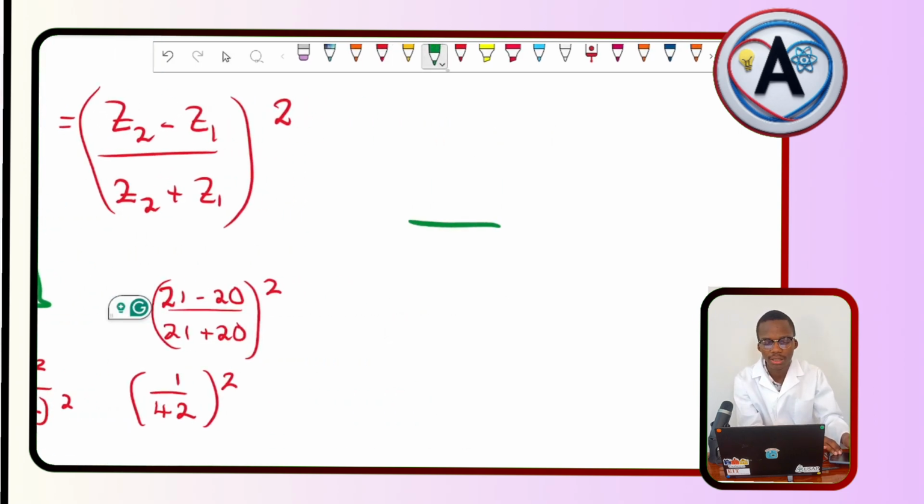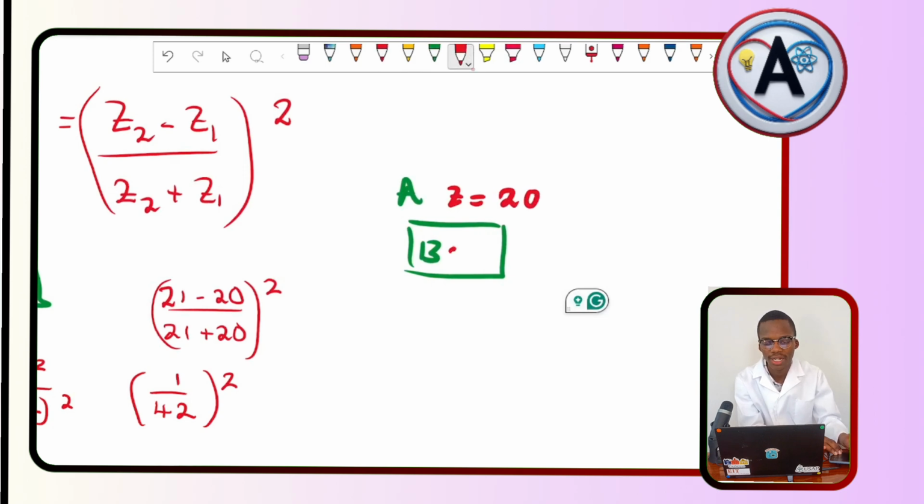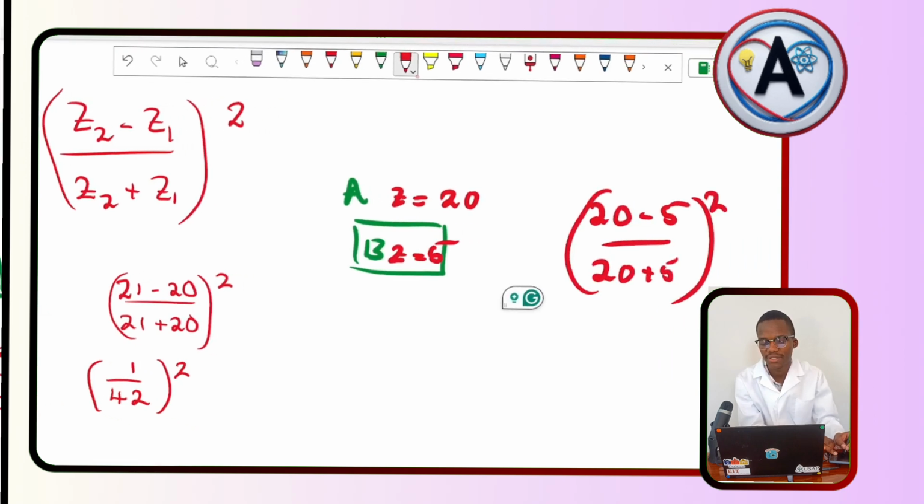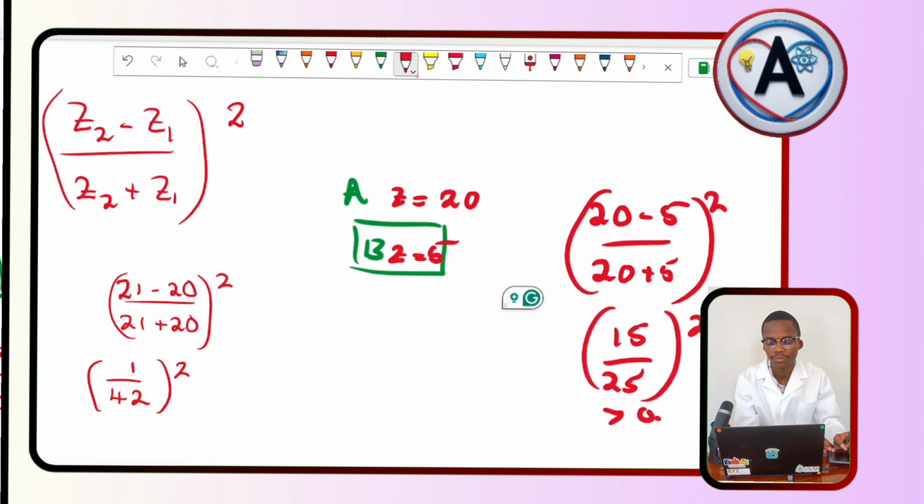If I say I have, again, medium A and medium B, then for this one the value of Z is, give or take, 20, and for this one the value of Z is, give or take, 5. You're going to go on top and say 20 minus 5 divided by 20 plus 5, all of that squared. 20 minus 5 is 15, 20 plus 5 is 25. You get more than 0.5 actually. So that implies more than half of the wave will be reflected, and that's because the acoustic impedances are very different.